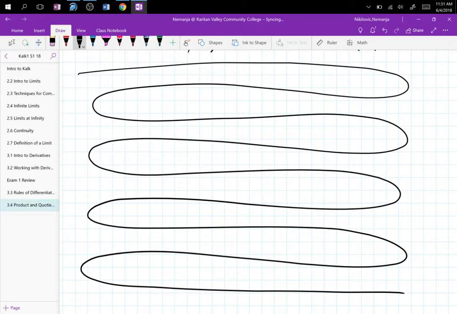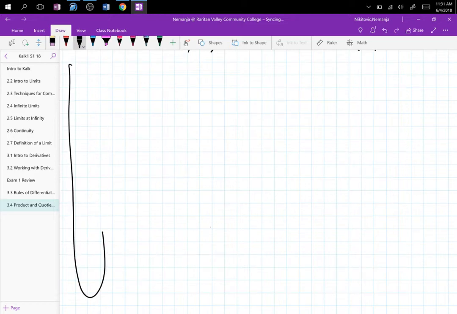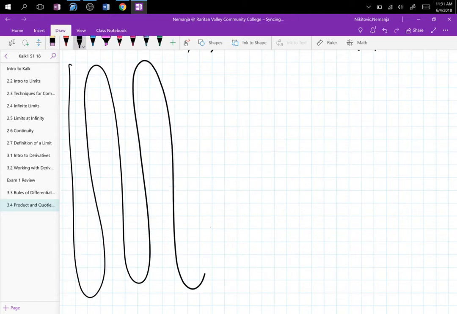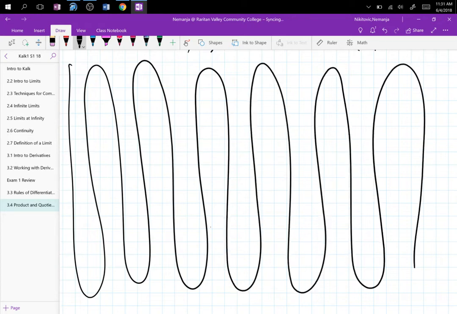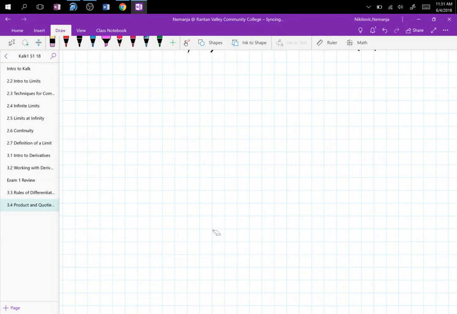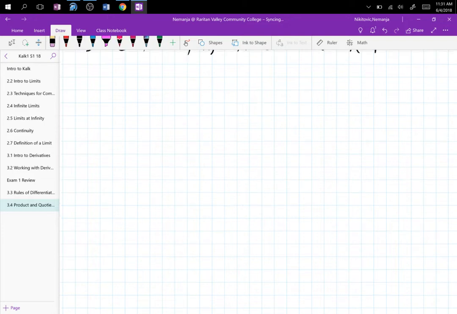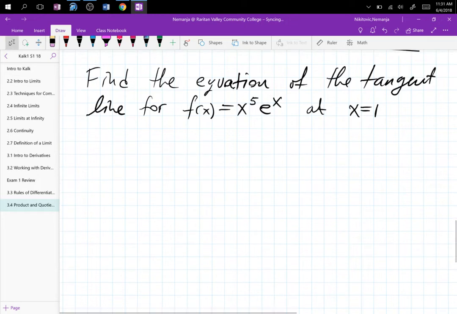Just testing the screen. You haven't tried it yet? That's true. I reconnected the pen, so I'm just going to make sure this works. Yeah, it works. Got rid of the glare. Good.